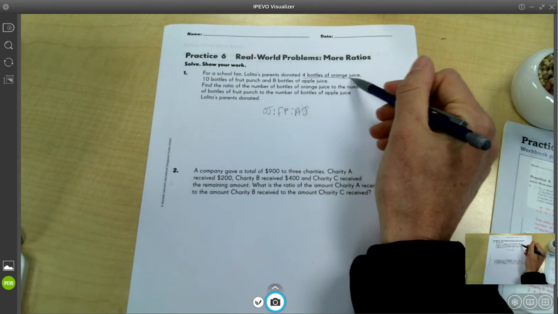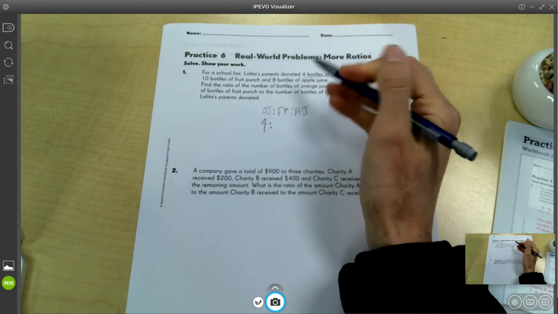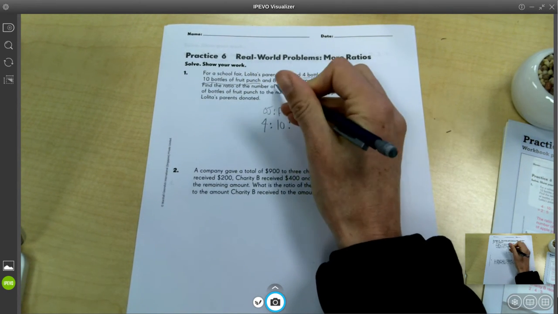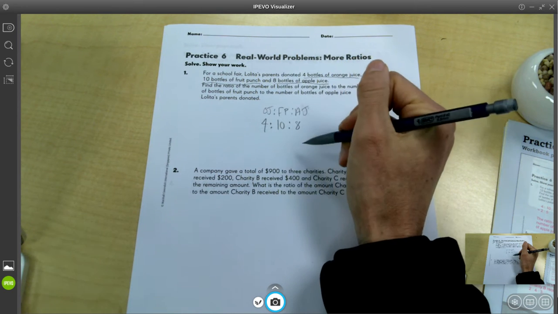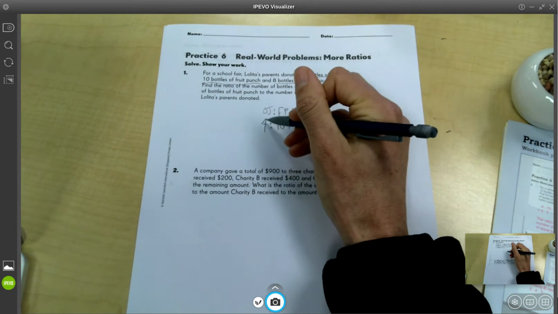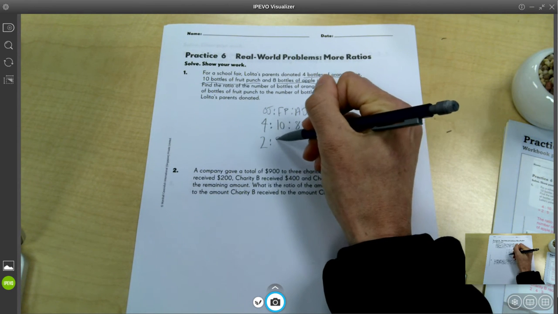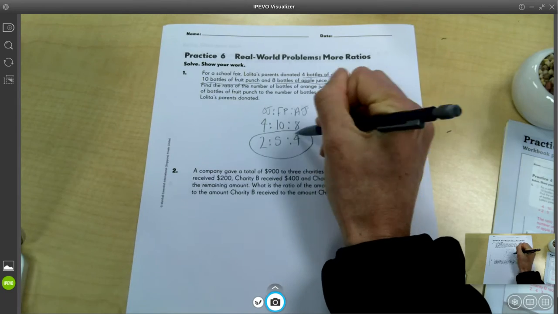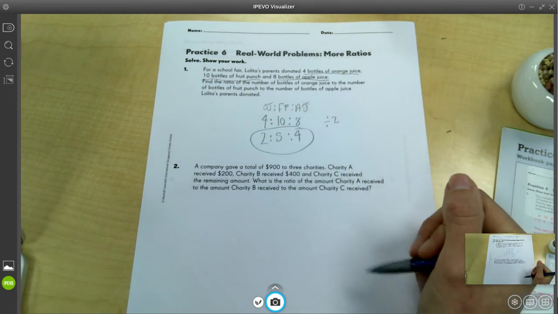So 4 bottles of orange juice goes here. 10 bottles of fruit punch goes here. 8 bottles of apple juice goes here. All of those are divisible by 2, which brings us to 4 divided by 2 is 2, 10 divided by 2 is 5, 8 divided by 2 is 4. The ratio is 2 to 5 to 4.